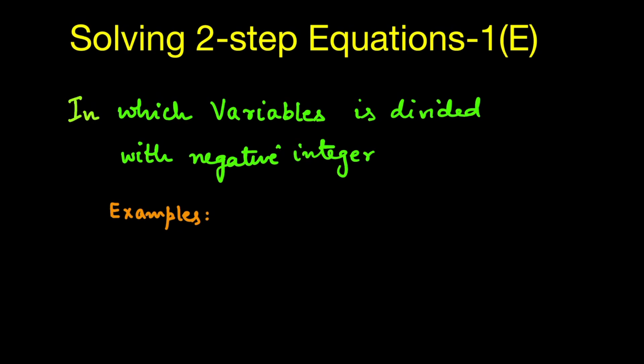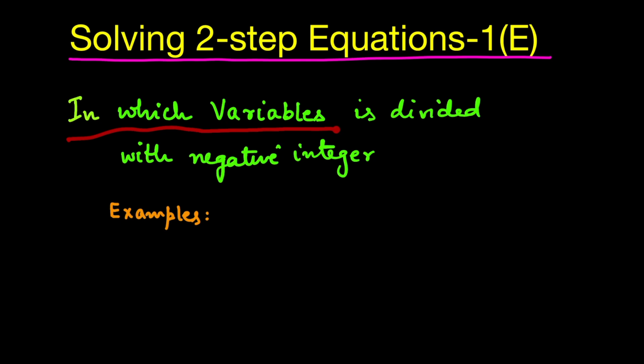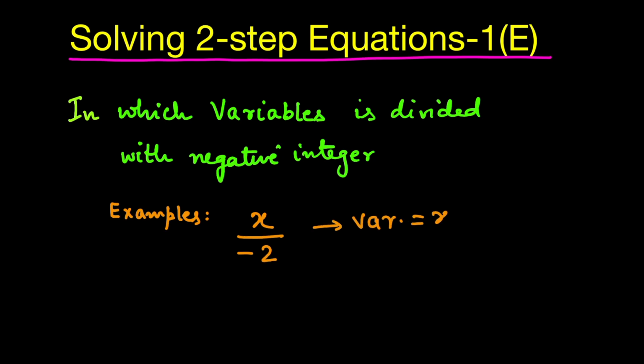Solving two-step equations. So here we take the variables which are divided with negative integer. So example for this, we write it as x divided with -2. So the variable is x, it's divided with negative integer.